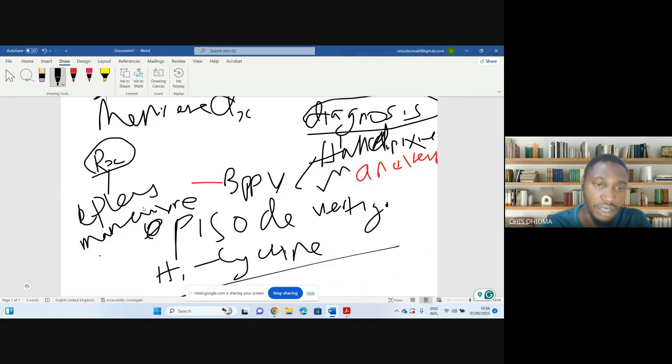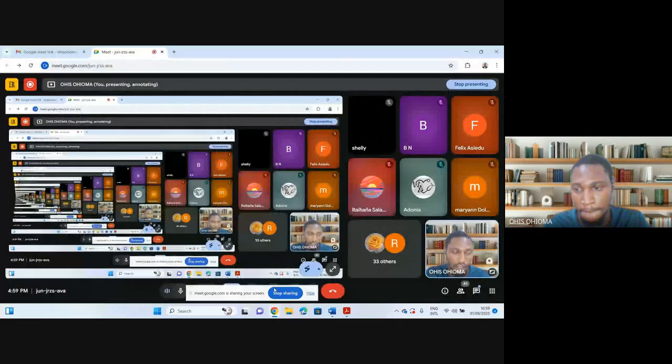And the only time you can use pharmacological means of treating benign paroxysmal positional vertigo is when it's so severe that the Epley maneuver doesn't work. And so you use the first generation antihistamines such as cyclizine, meclizine, and the rest. When the Epley maneuver fails, then you use this. But usually about 90% of the time, the Epley maneuver is more than enough to treat the patient, right? Is that okay? Did you get that?